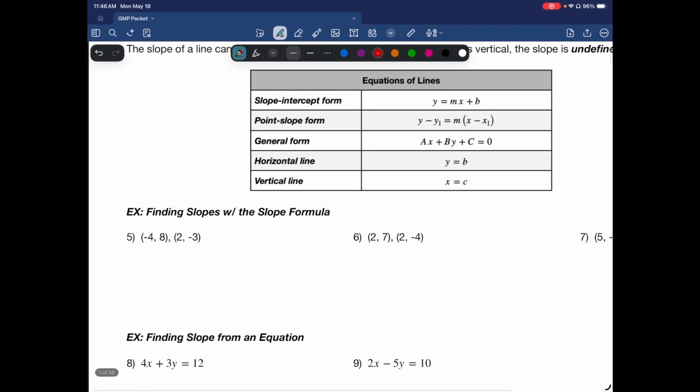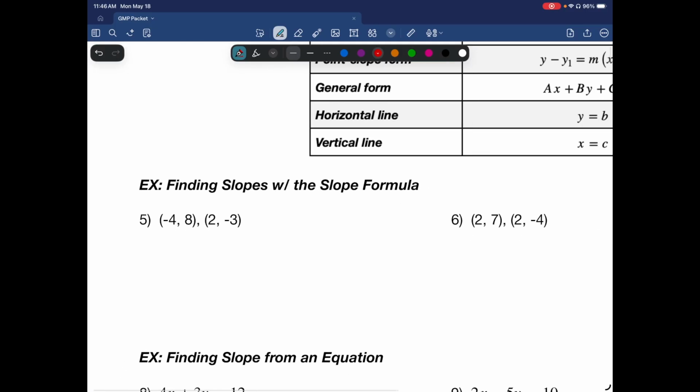So on number 5 here, we're going to find the slope. Again, if you just follow the formula, it's pretty straightforward. So you have x1, y1, x2, y2. And so we have slope. Y2 is negative 3. Y1 is 8. And then you have 2 minus negative 4. Remember, two negatives make a positive, so on top I got negative 11 over 6. 2 minus negative 4 is 2 plus 4, that's 6. So negative 11 over 6 is my slope.